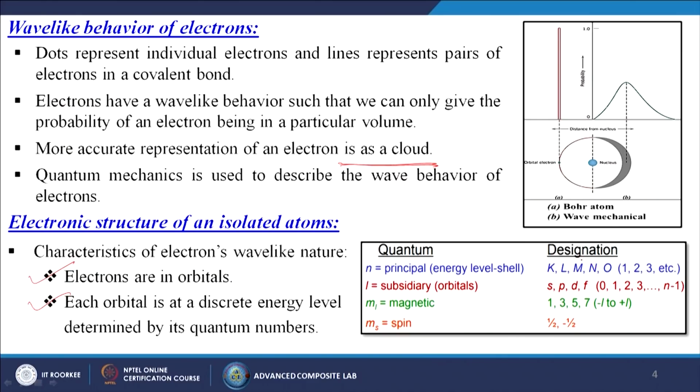So, what are the quantum numbers? For n, the principal energy level, we give designations like K, L, M, N, O, or 1, 2, 3 etc. For l, the subsidiary orbitals, generally it is s, p, d, f, that is 0, 1, 2, 3 up to n minus 1. For m_l, the magnetic number, it is from minus l to plus l, giving 1, 3, 5, 7 orbitals. And m_s, the spin, is generally plus half or minus half. So, these are the different types of electronic structure.